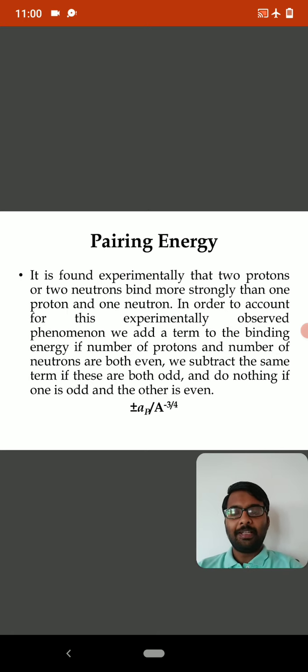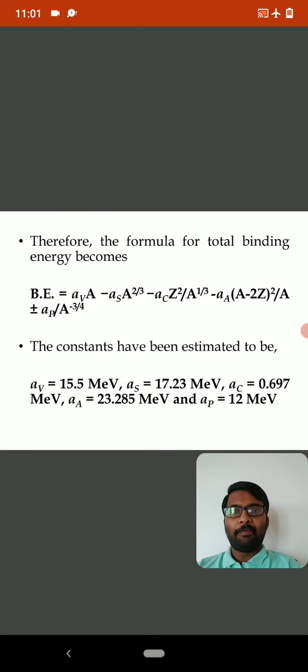So together all these 5 terms constitute the semi-empirical mass formula, which is used to calculate the binding energy. Therefore the formula for total binding energy becomes: binding energy is equal to AV into A, that is volume energy, minus AS into A raised to 2 by 3, surface energy, minus AC into Z square divided by A raised to 1 by 3, that is Coulomb energy, minus AA into (A minus 2Z) square divided by A, that is asymmetry energy, plus or minus AP divided by A raised to minus 3 by 4, which is the pairing energy term.